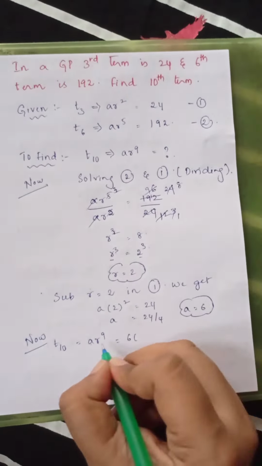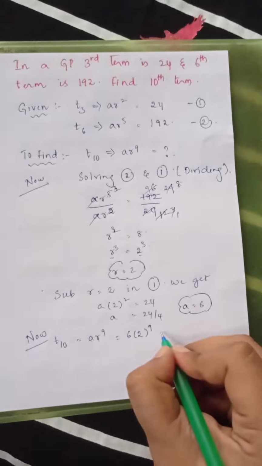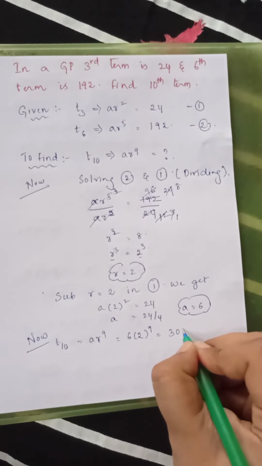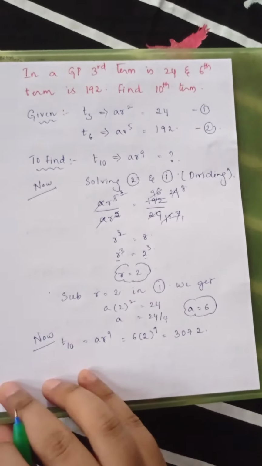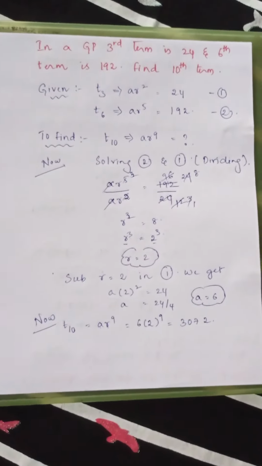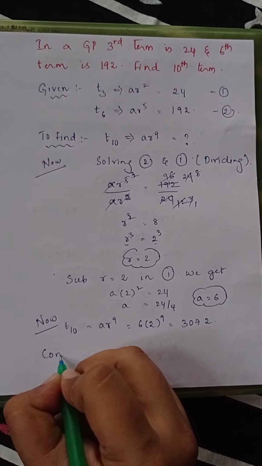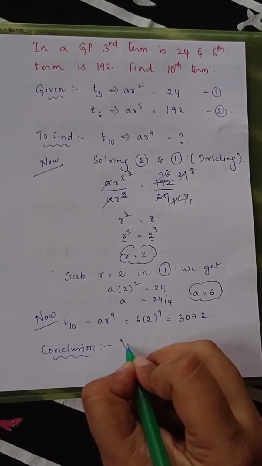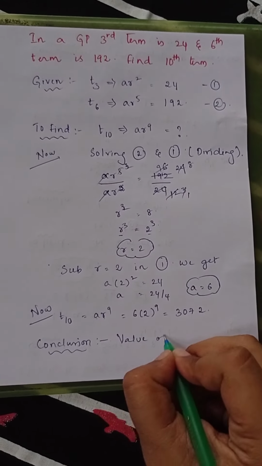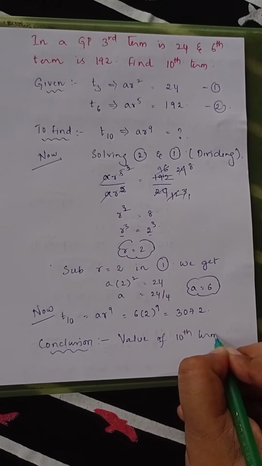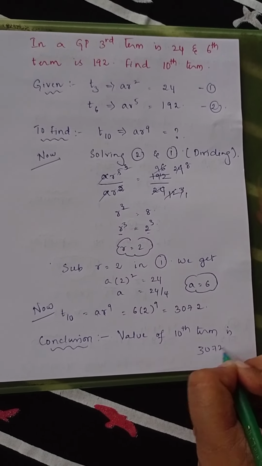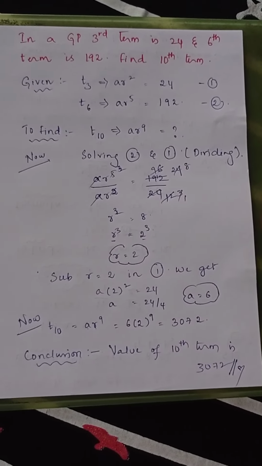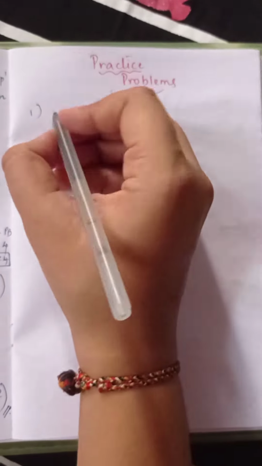So A is 6, R is 2 power 9. 6 can be written as 3 twos, right? So 2 power 10 into 3 is 3072. Now you can write the conclusion. Value of the 10th term of the GP series is 3072. That's all. If you have any doubts on this question, you can ask me in the comment box.